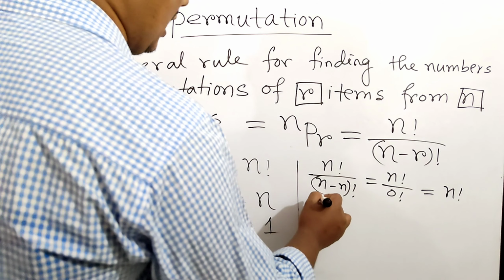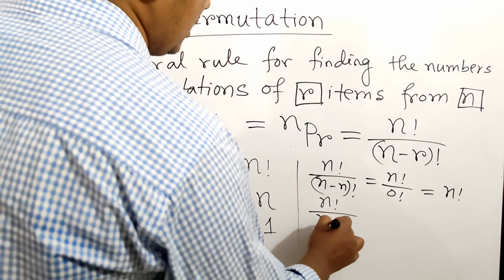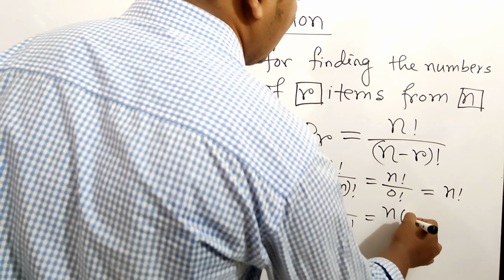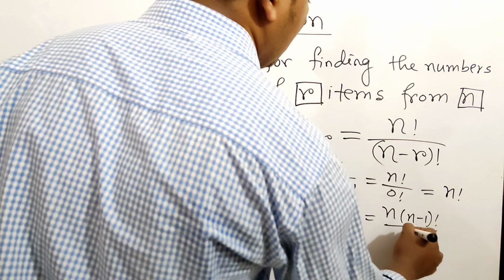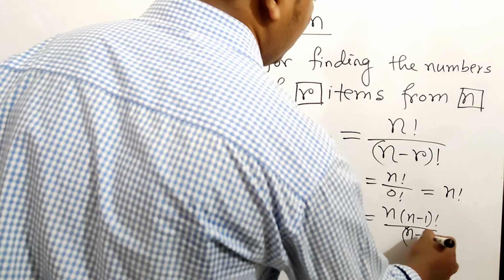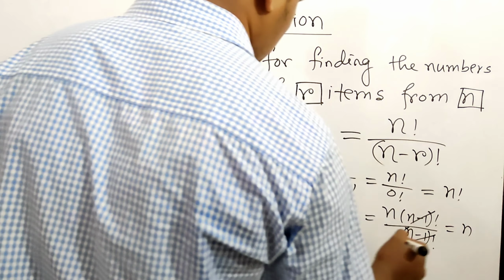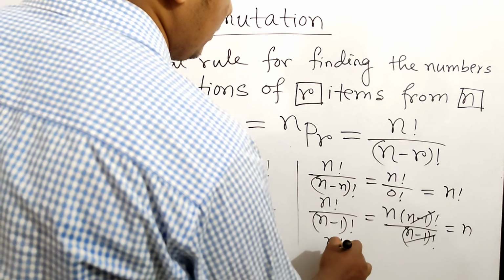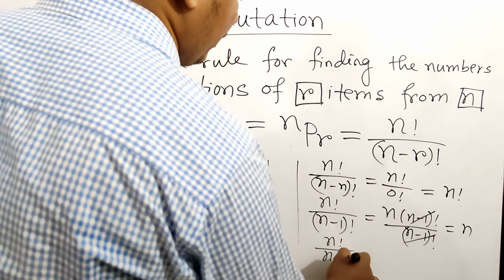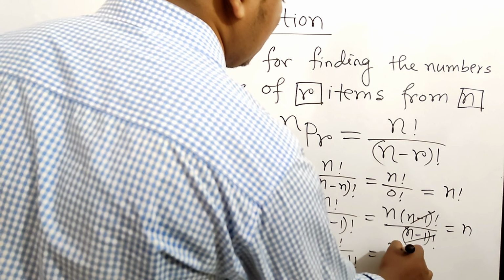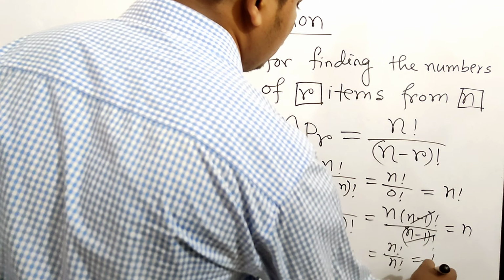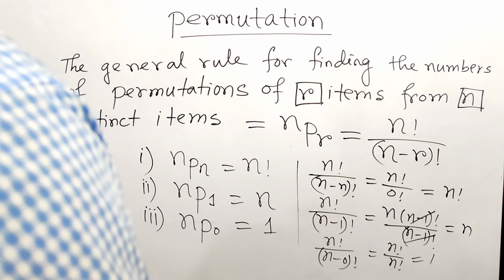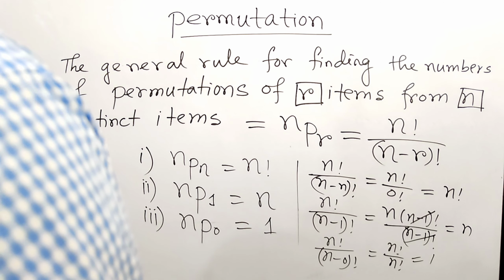For number two, nP1, that is n factorial divided by (n minus 1) factorial. We can write n factorial equal to n multiplied by (n minus 1) factorial, so if you cancel (n minus 1) factorial, it will be n. Look at the third formula, nP0, that is n factorial divided by (n minus 0) factorial, that is n factorial divided by n factorial, so it must be 1. These are the formulas for permutations. You just keep them in mind.